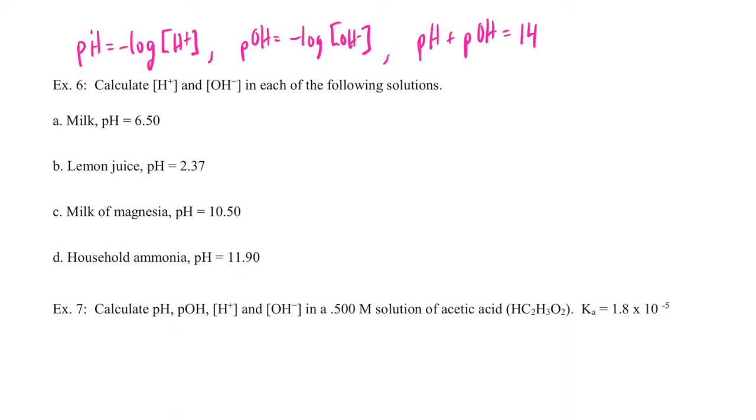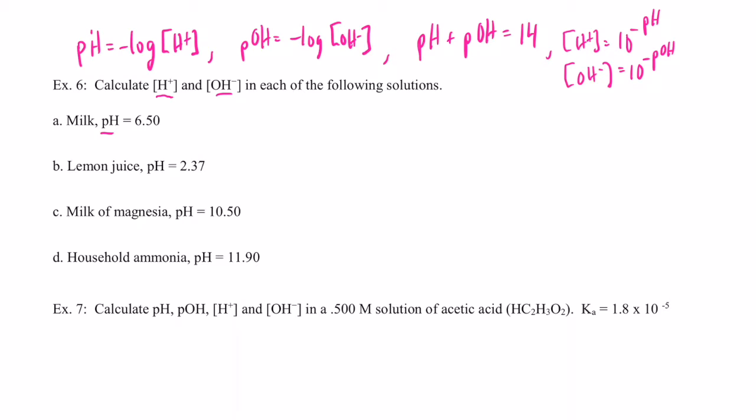Well, today we're going to do things a little bit backwards. This time I'm going to give you the pH, and I'm going to ask you to find the hydrogen ion and hydroxide concentration. To do that, we're going to use this equation. The hydrogen ion concentration is equal to 10 to the negative pH, and the hydroxide ion concentration is equal to 10 to the negative pOH. Pretty straightforward. We shouldn't have much difficulty with this.